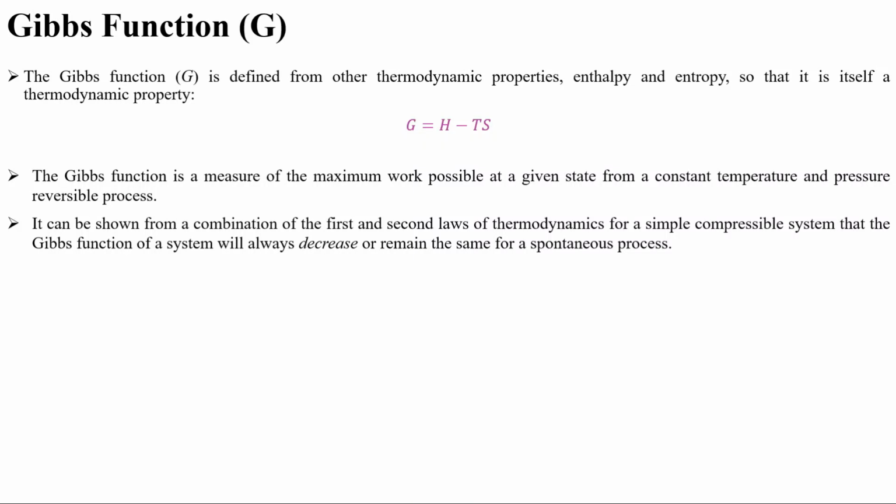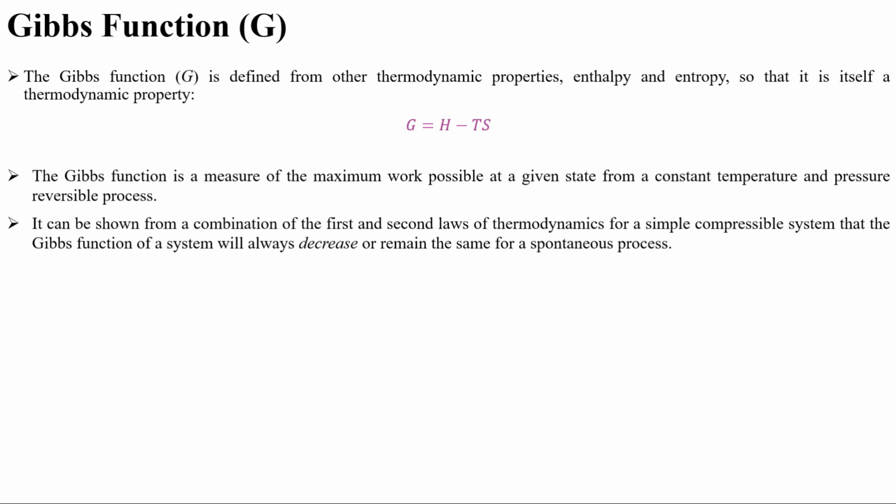It can be shown from a combination of the first and second law of thermodynamics for a simple compressible system that the Gibbs function of a system will always decrease or remain the same for a spontaneous process. If we use the first and second law of thermodynamics, then for a simple compressible system we will see that the Gibbs function will always decrease or remain the same for a spontaneous process.